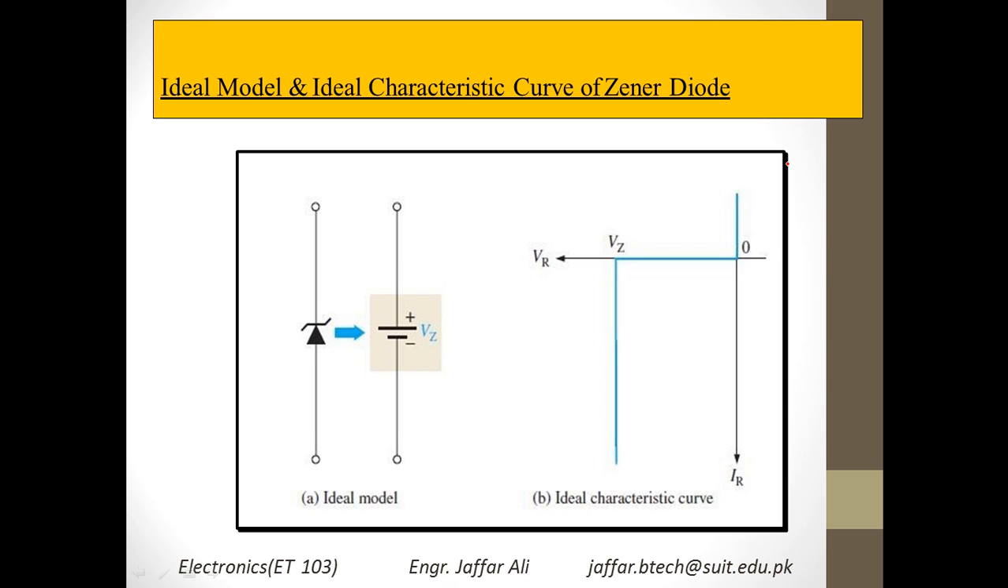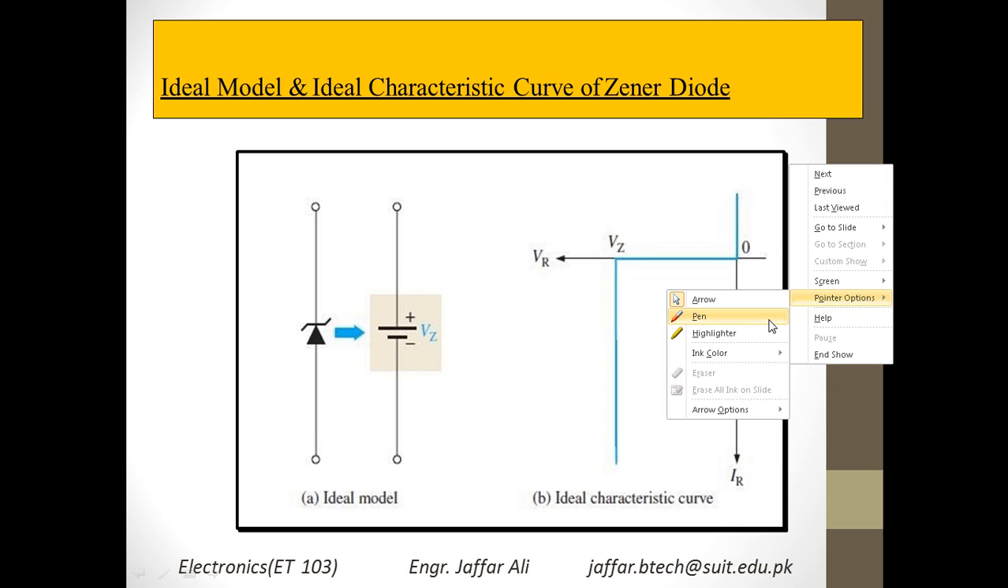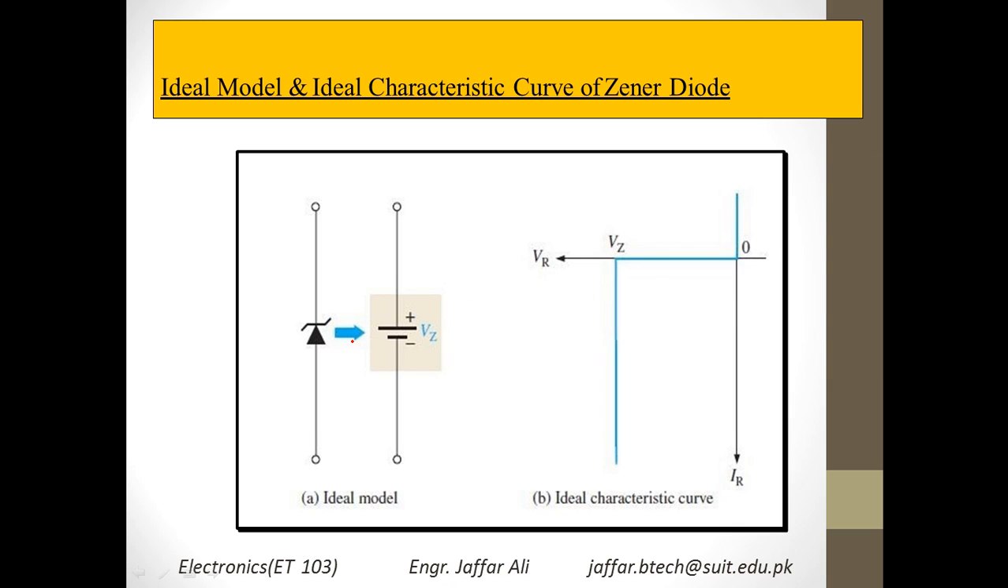Now coming towards the ideal model, or the ideal characteristics of a Zener diode curve. You see that this is the ideal diode, and this is the ideal curve that you want to achieve, but it is not practically implemented because there is some resistance in the path, or you can say internal resistance, or noise can be occurring over here. Due to that reason we are not getting such a graph.